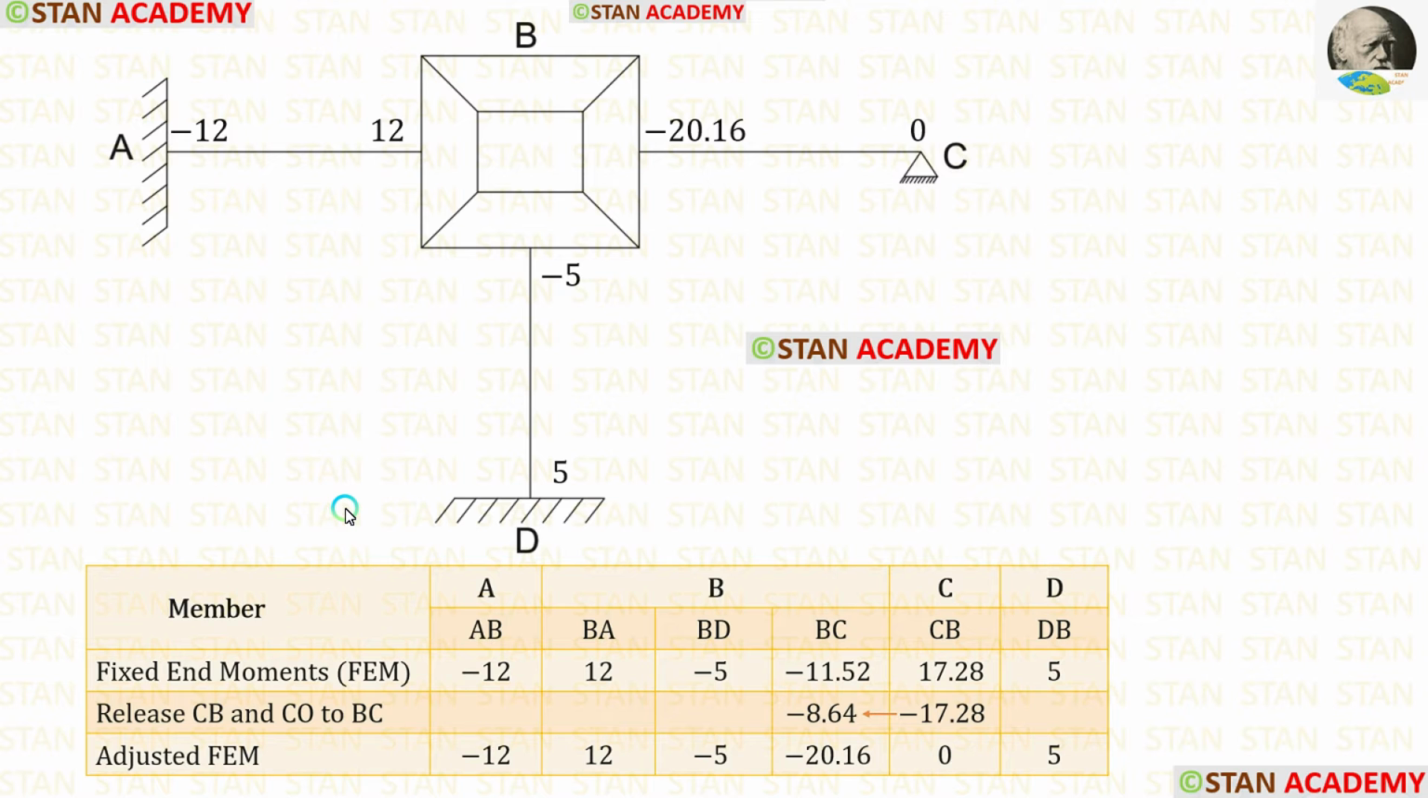Now let us enter the fixed end moments. We have to be very careful. We have to enter the adjusted fixed end moments. For AB, it is minus 12. For BA, it is 12. For BD, it is minus 5. For BC, it is minus 20.16. For CB, it is 0. For DB, it is 5.